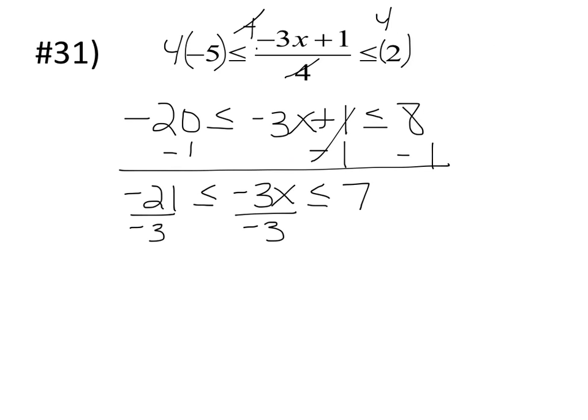Divide negative 3 by all three pieces, but when I divide by a negative, what happens? All of my pieces flip. This is a negative divided by a negative, gives me a positive 7. It was a less than symbol, now it's a greater than symbol. X, it was a less than symbol, now it's a greater than symbol. And I'm going to go ahead and bring my negative up to the numerator, which is completely fine. Negative 7/3.